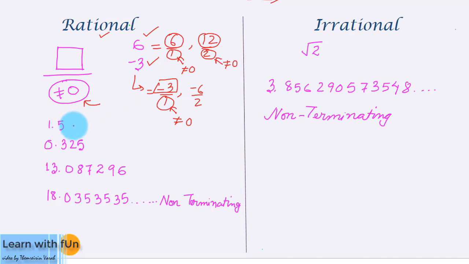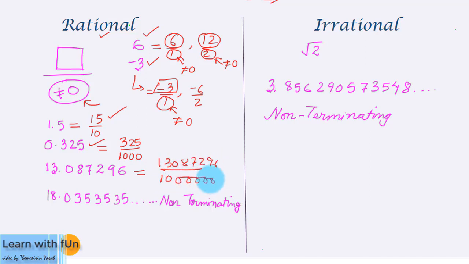Now, what about some decimal representation of numbers? Let's take 1.5. It can be written as 15 by 10. So obviously it is in the form of rational numbers, so it is a rational number. Similar case with 0.325. It can be written as 325 by 1000, which is in the form of rational numbers, so 0.325 is a rational number. Similarly, the third one is also a rational number, and you will see that all of these three numbers have terminating decimal representation. Therefore, for any decimal number whose decimal places terminate, all of them are rational numbers.